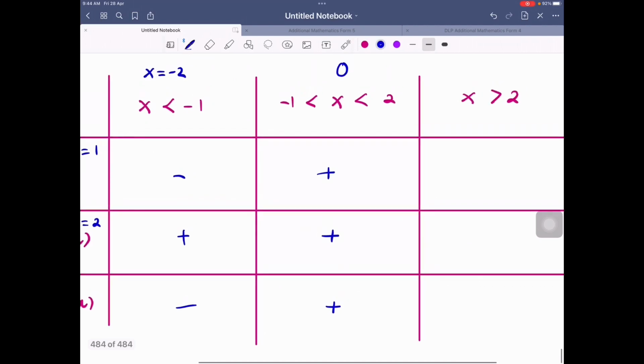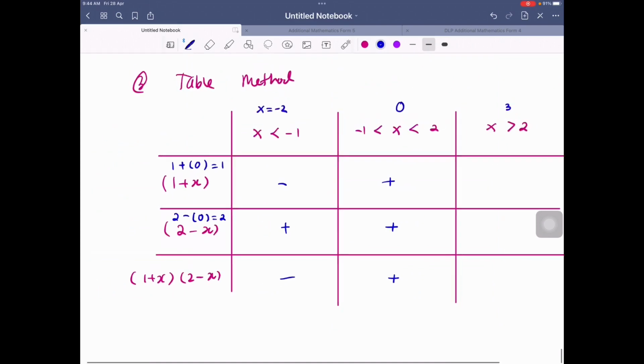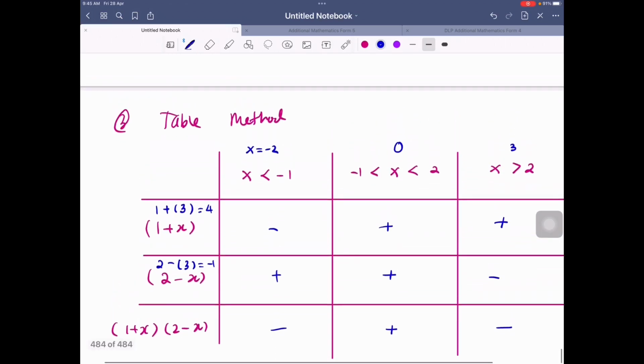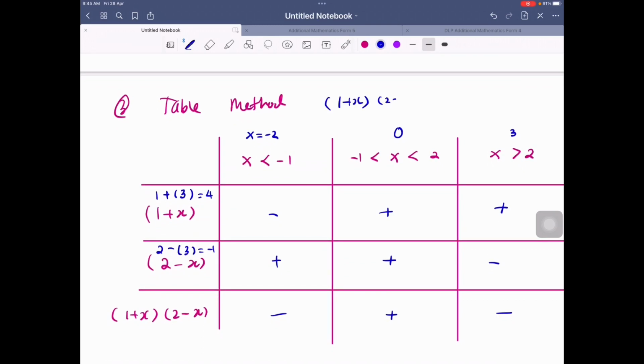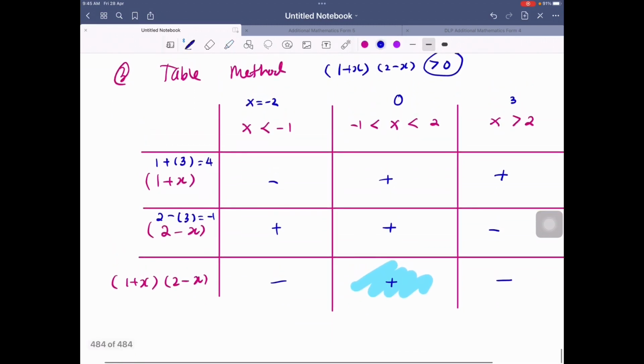And the last part, x greater than 2. I just choose the value 3 for example. Substitute 3 into the equation: 1 plus 3 is 4, positive. 2 minus 3 is negative 1, negative. Positive, negative, finally negative. And the inequality is 1 plus x, 2 minus x greater than 0. Again, we take the positive part. So this is the part that we want to choose. And the final answer is x in between negative 1 and 2. So this is the final answer.